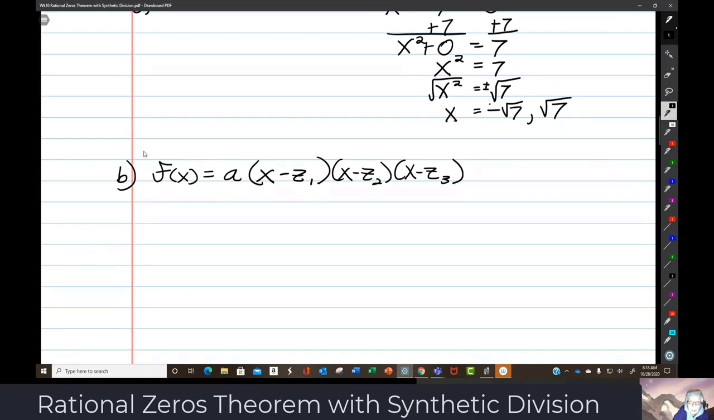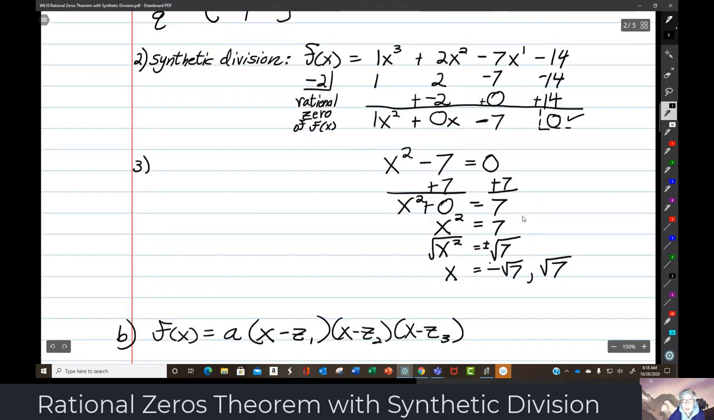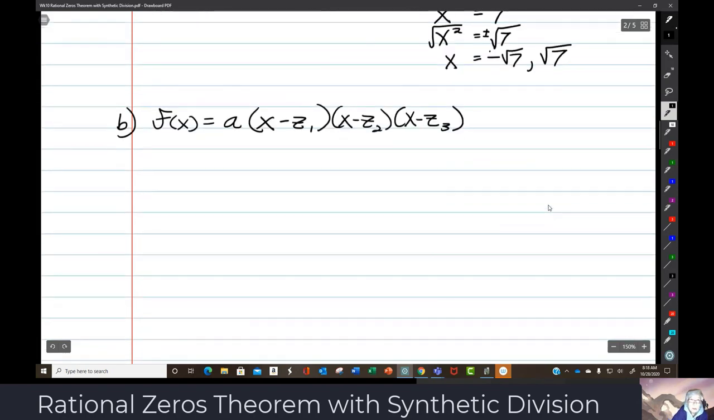Where z1, z2, and z3 are going to be negative 2, negative the square root of 7, and the square root of 7. A is going to be 1.